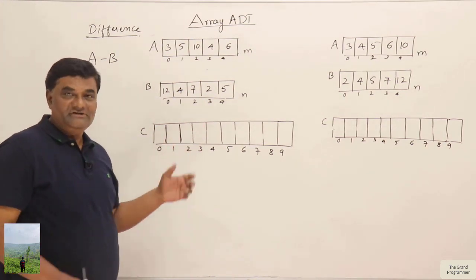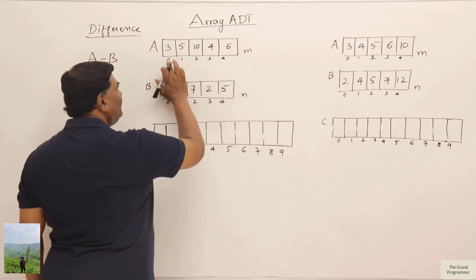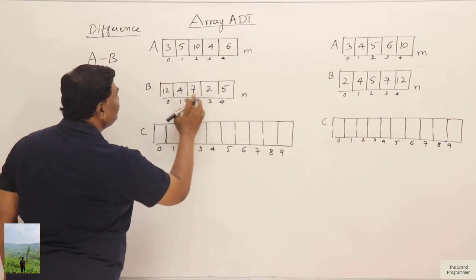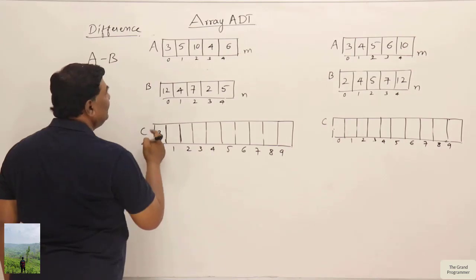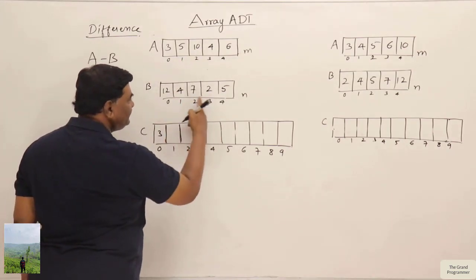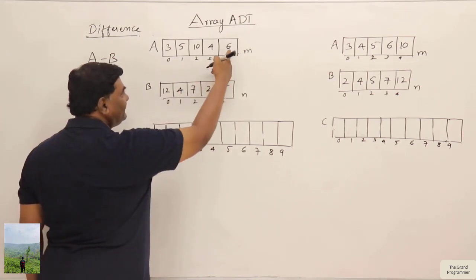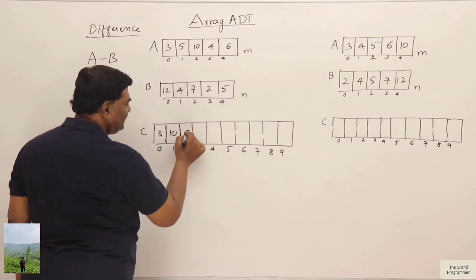So how to perform this operation? So we have to copy all the elements of A, but before copying every element, check is it present here? 3 is not present, copy it. 5, it's present here, don't take it. 10, it's not there, take it. 4, it's there, don't take it. 6 is not there, take it.